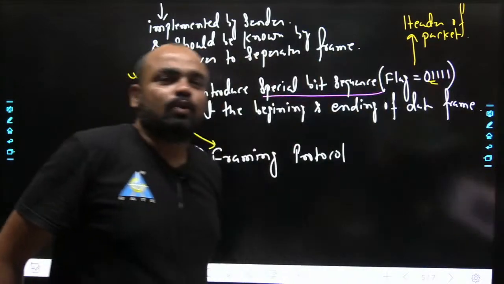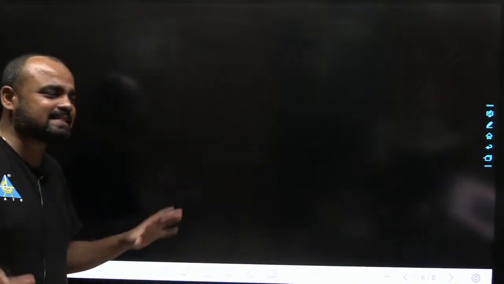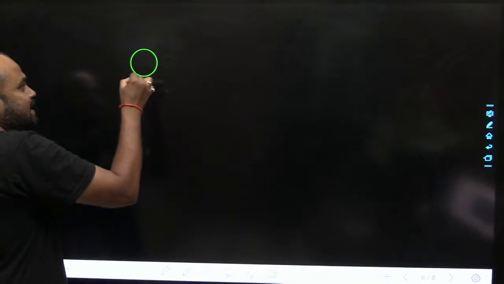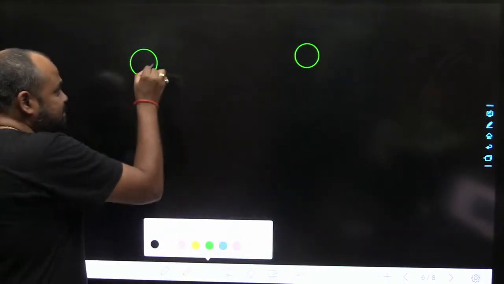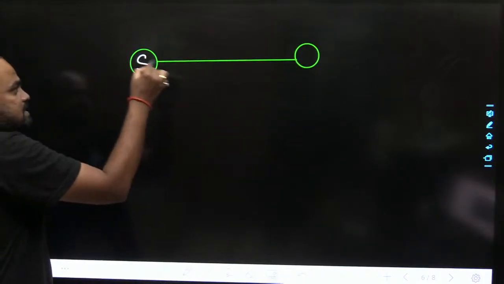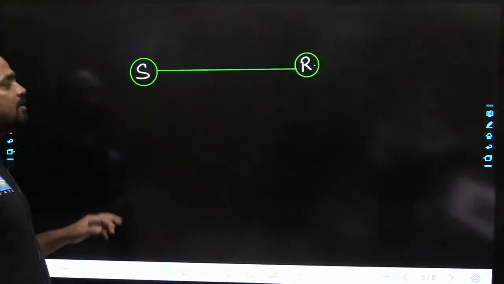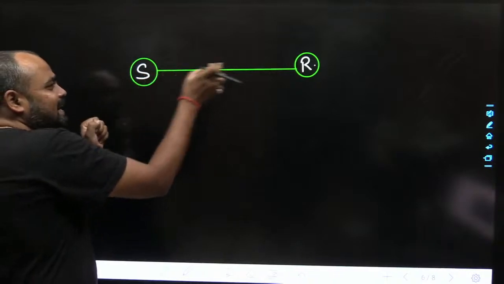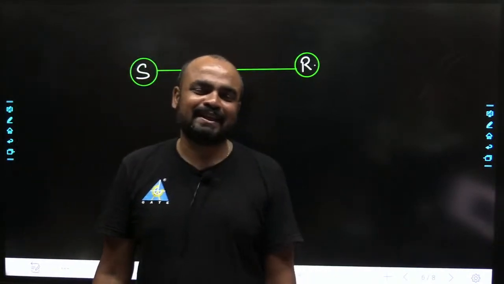Okay, so let's take another example, a very basic example. Suppose there is a sender and there is a receiver, and the sender and receiver are connected through this link. This is the sender and this is the receiver, and the medium through which they are connected, can we say this is a reliable medium?